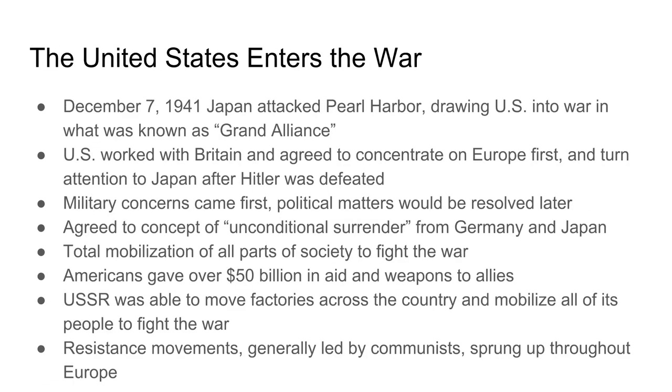It is at this point that the United States enters the war in the Grand Alliance because of an attack on Pearl Harbor by Japan on December 7th, 1941. And so the U.S. enters the war on the side of the Soviets and the British.